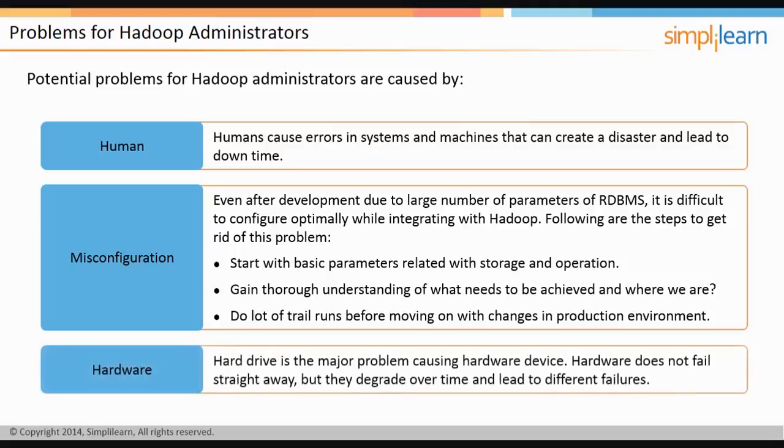The next problem is hardware. One would rarely hear about a problem related to memory, motherboards, and disk controllers, but the hard drive is mostly the cause of most of the problems. Almost every manufacturer specifies different measures of drive reliability, such as mean time to failure and mean time between failures. Hardware does not fail straight away, but degrades over time and leads to different failures. HDFS is best at detecting corrupt data blocks and automatically replicating them to new copies without human intervention. In the next screen, we will understand the remaining potential problems that are faced by Hadoop administrators.